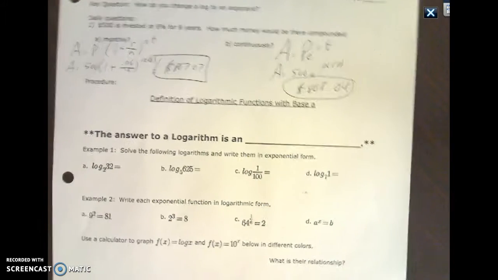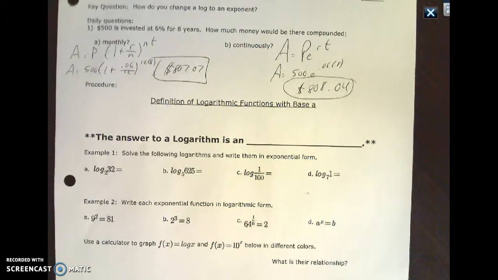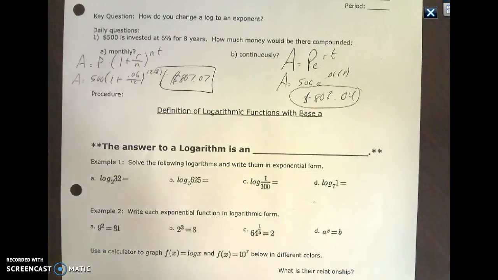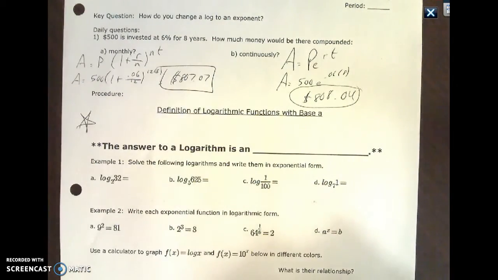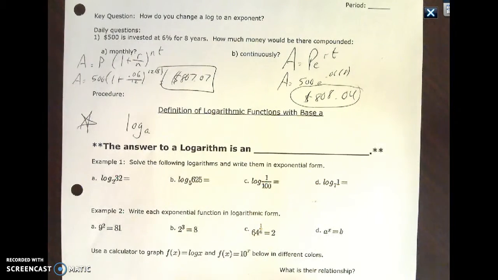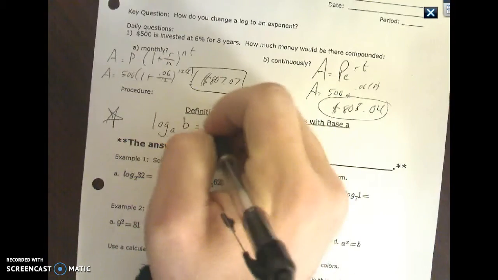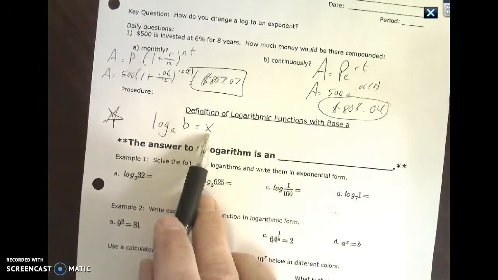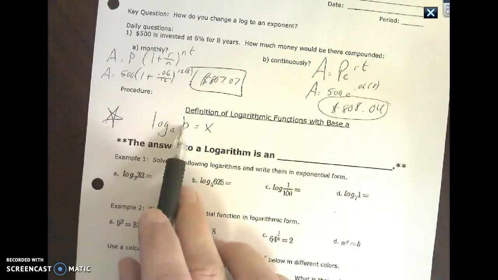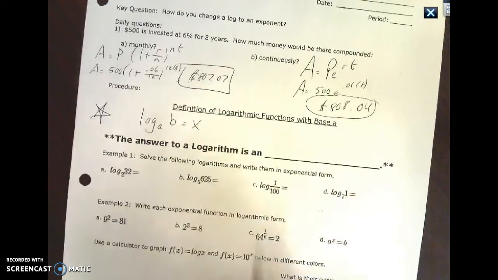Okay, so definition of a logarithmic function with base a. Now, here we go. This is the beginning of it. Please make sure you have copied down what I'm about to write down. A log with base a, I put a number next to it, and it's equal to x. Log base a of b equals x. Now that's all well and good. What the heck does that mean?